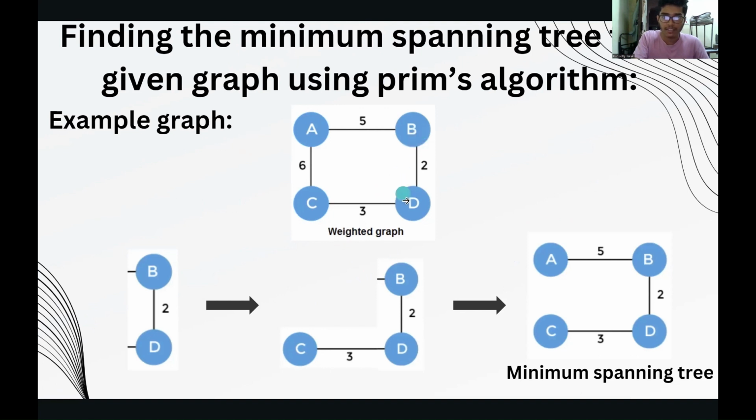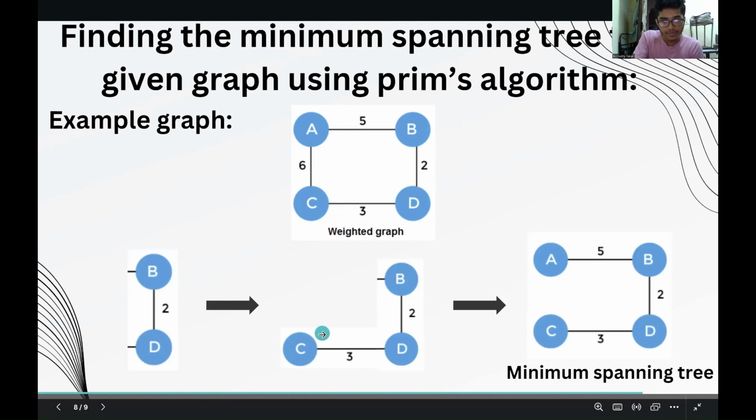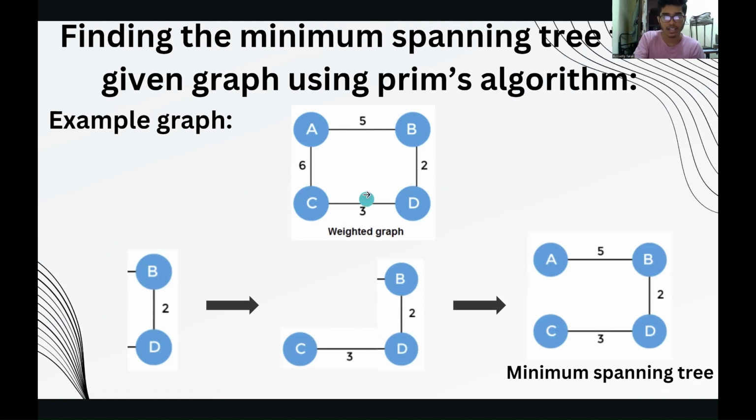We have selected BC vertices, and the CD edge, which we are going to select afterwards, is connected to D. Hence, we can select this CD edge, and also the 3, which is less than 5 and 6, right? So we have to select this CD edge. Hence, I have selected CD edge, and then next, what do we have to select?